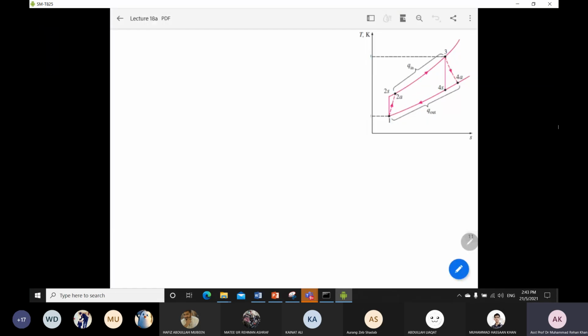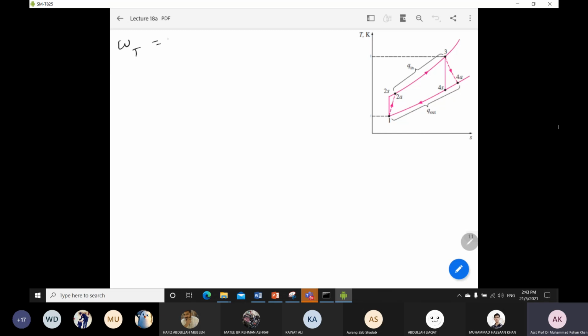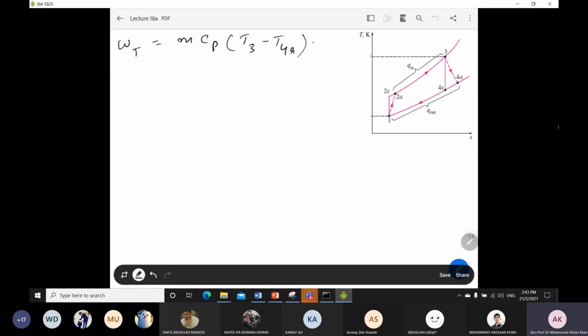Okay, so now the second part is to find the turbine work. Turbine work is a similar thing, which we already discussed in the previous part, that it is equal to m Cp (T3 minus T4A), the actual temperature. Now, same thing, we have to find the value of T4A in order to find W turbine, which is the actual turbine work.